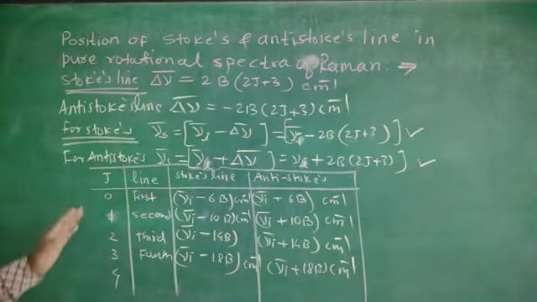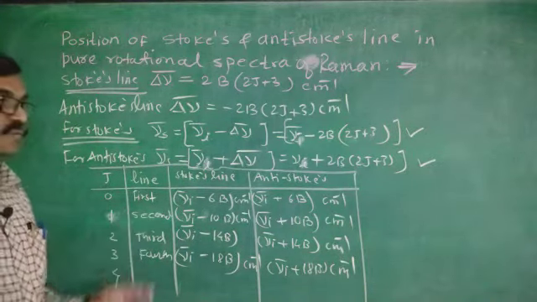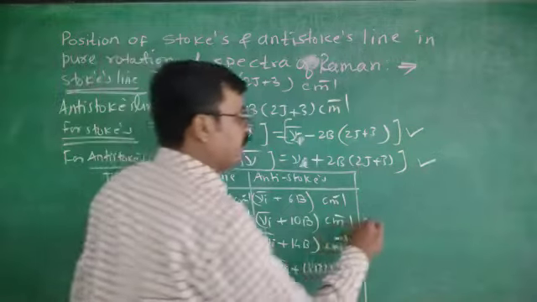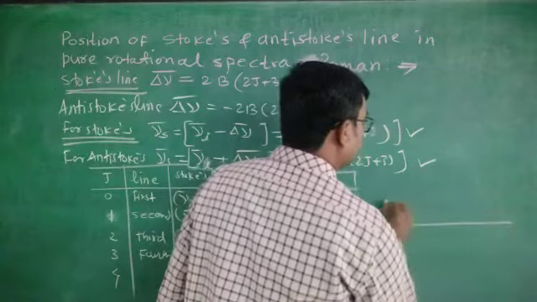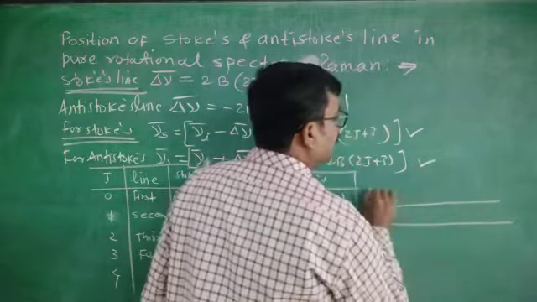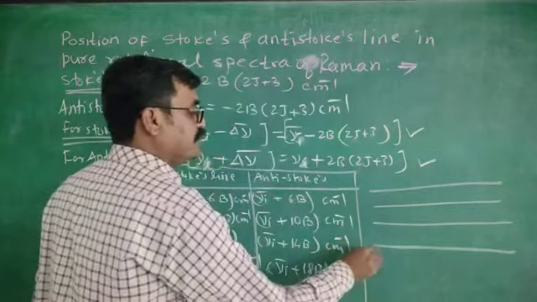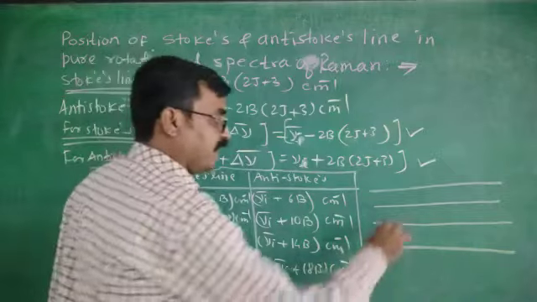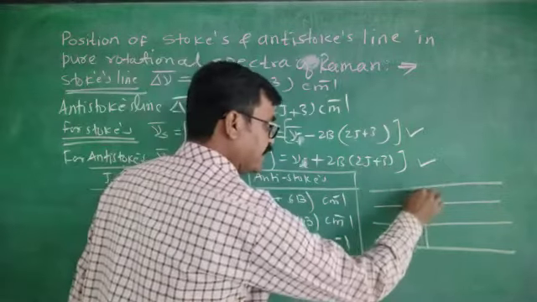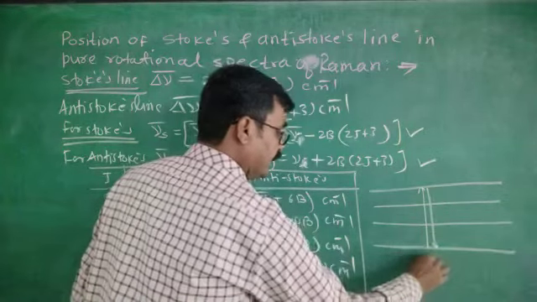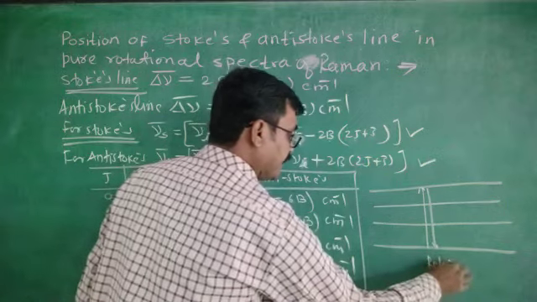Now from this, if we study the transitions, then the transitions are obtained in such a way that if it is j equals 0, then this is the Rayleigh scattering. Okay, it is Rayleigh scattering.